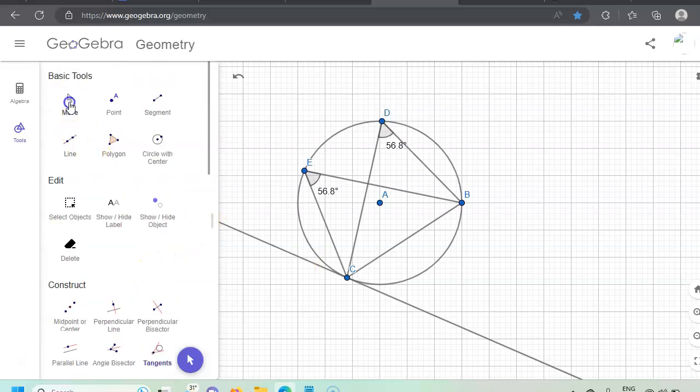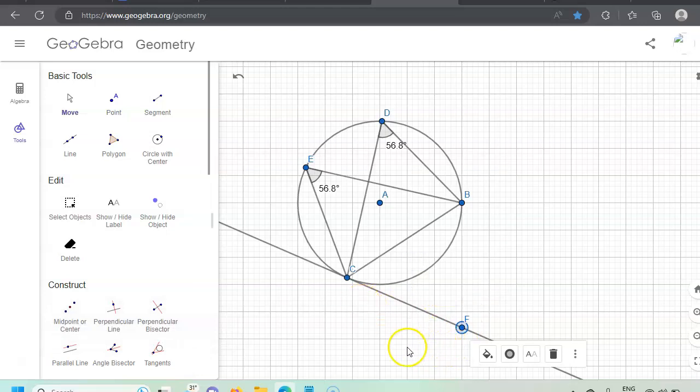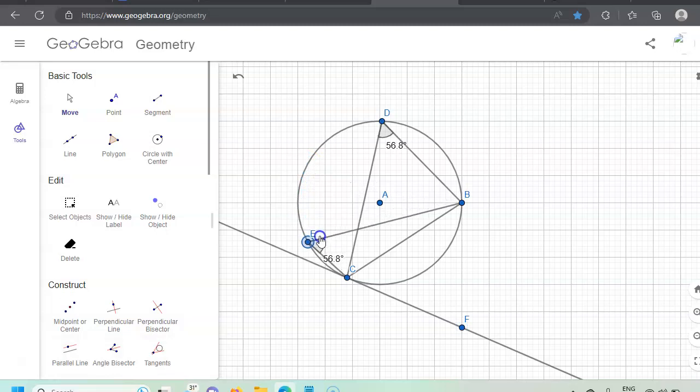Again, what is a tangent line? A tangent line is a line that touches a circle at just one point. And we call that point the point of contact. So in this case, our point of contact is C. And then let's call the tangent line CF. Now we are going to move E and coincide it to the point of contact there.